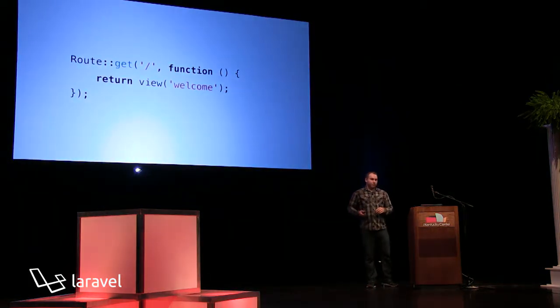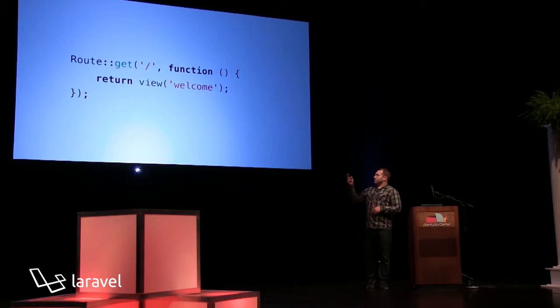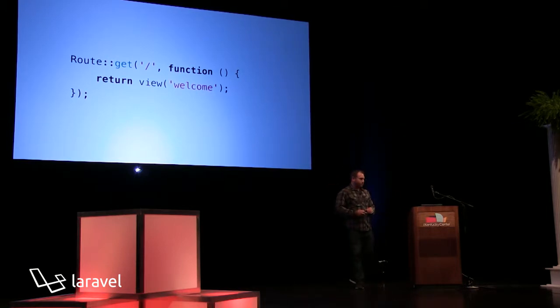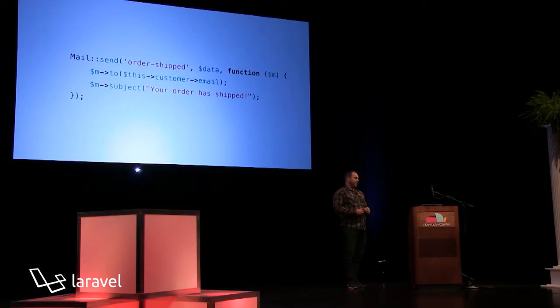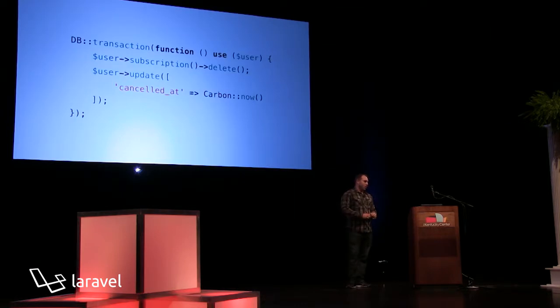For example, defining a route. This route get function, that's a higher order function because it takes a closure as a parameter, right? Or sending mail. Until Laravel 5.3 anyways, you can pass this closure at the end that lets you specify all the stuff about the actual message that you want to send. So that makes mail send a higher order function. Or a database transaction, where you just want to run some code inside of a database transaction. You can pass a closure to the transaction method. And that transaction method is a higher order function because it takes a function as a parameter.